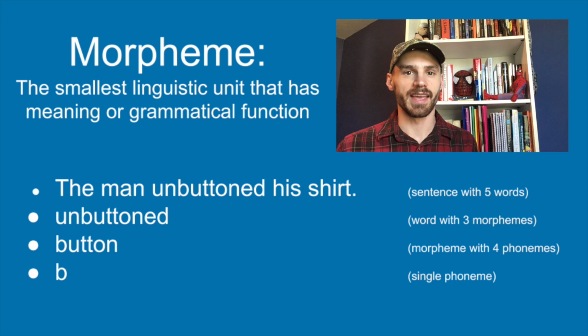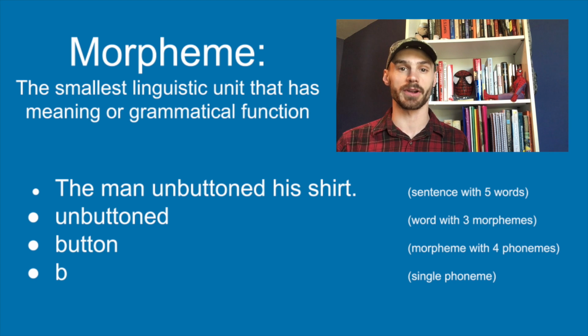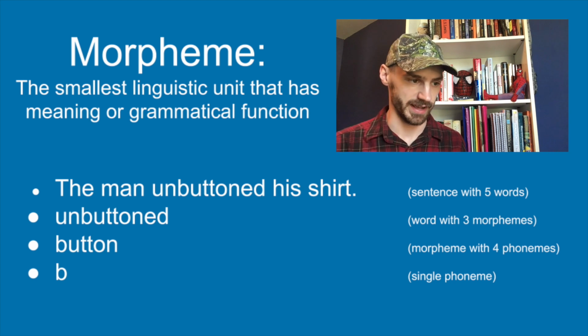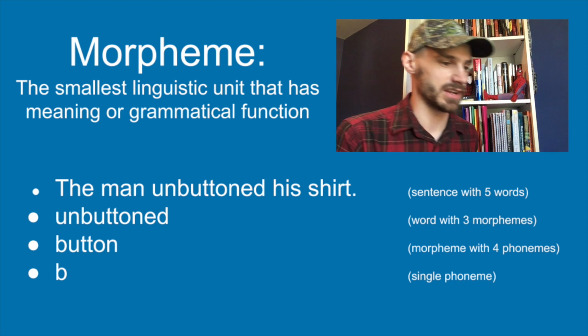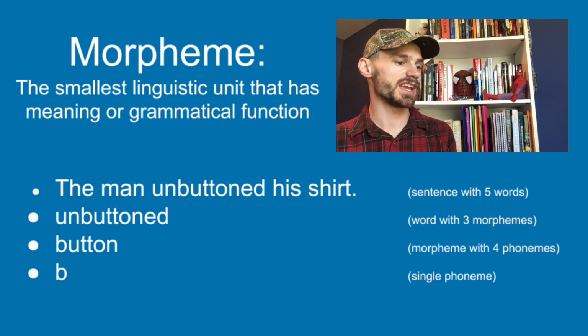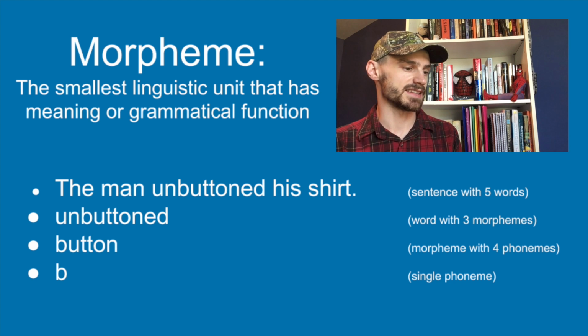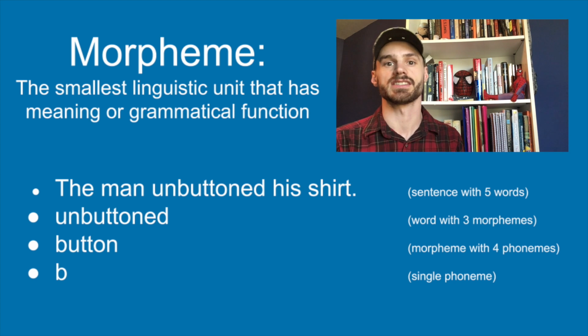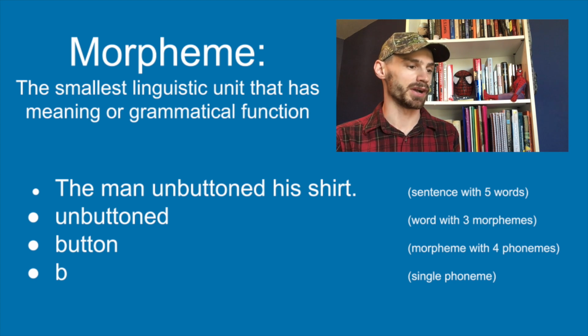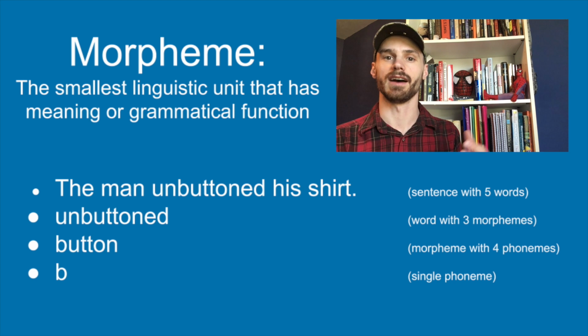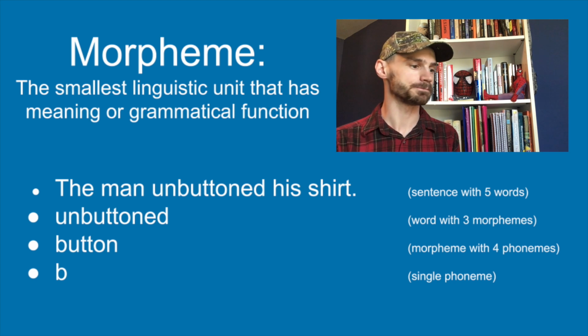A morpheme is the smallest unit in linguistics that can bear meaning. Now, we can talk about smaller units like speech sounds and phonemes, but those don't bear meaning. Let me explain that a little further. We see here a fully formed sentence that has meaning: The man buttoned his shirt. That is a meaningful utterance, okay?